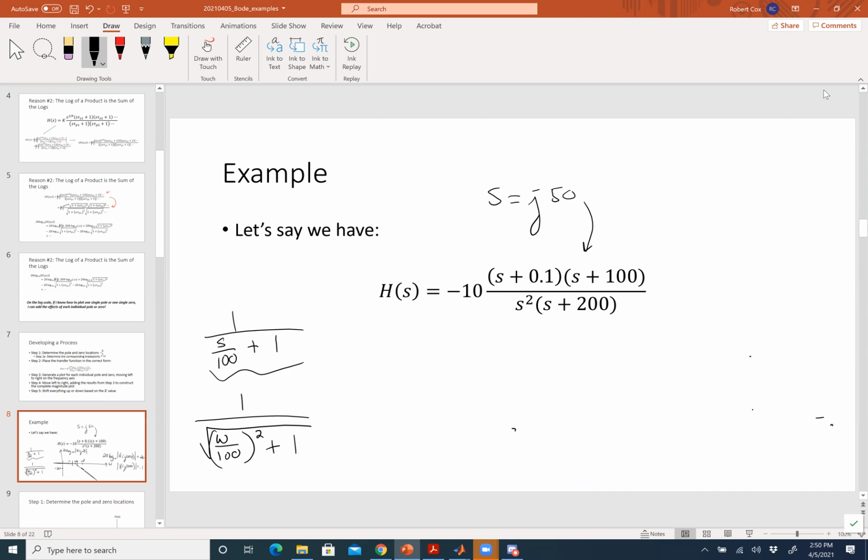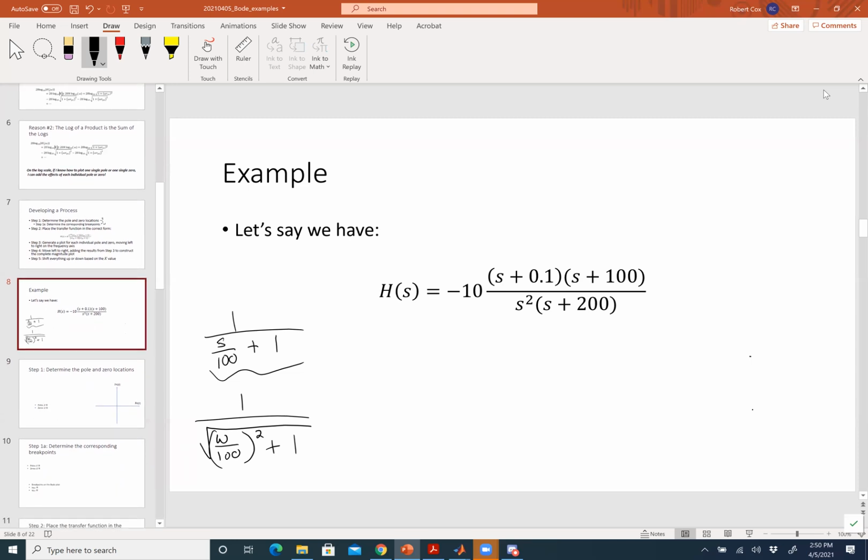All right, there's our transfer function. How many zeros does it have? 2 zeros. Somebody online, how many poles? 3 poles, 2 zeros. Where are they located? Where are my zeros located? Negative 0.1 and negative 100.